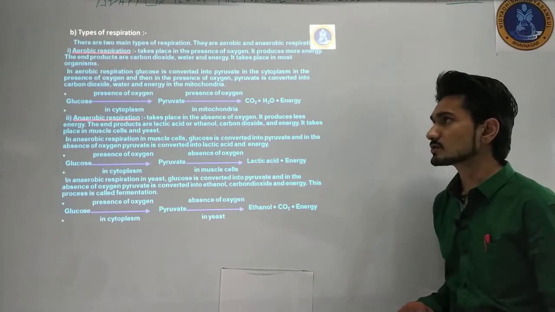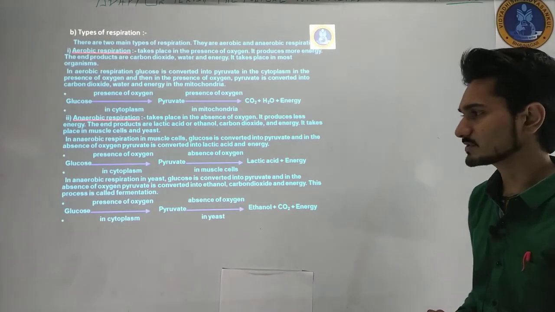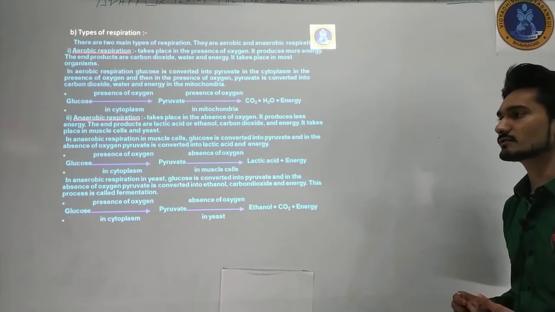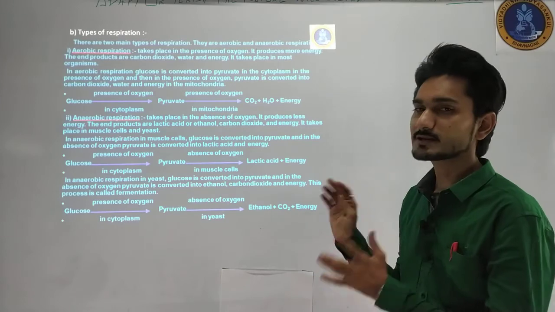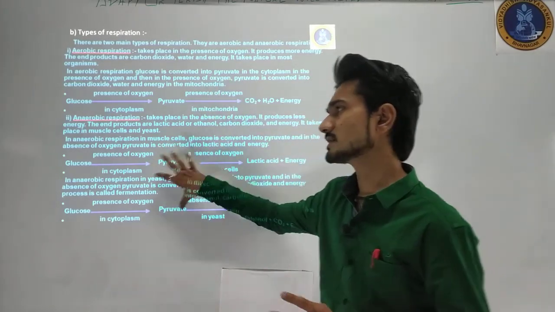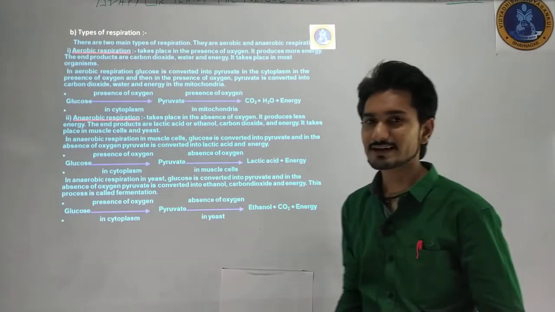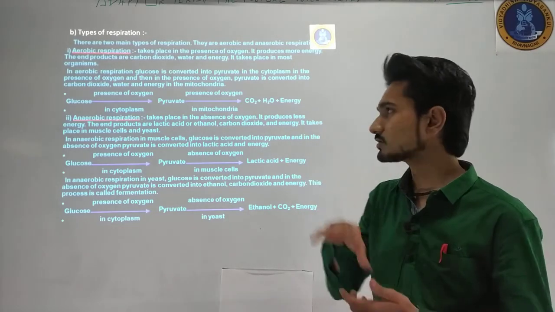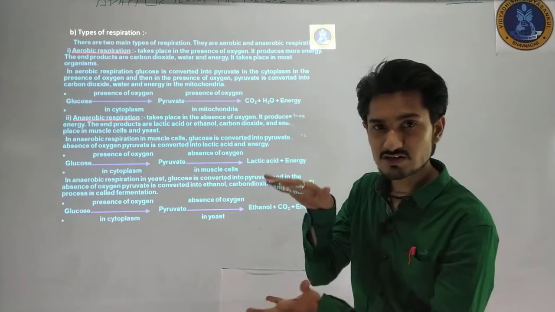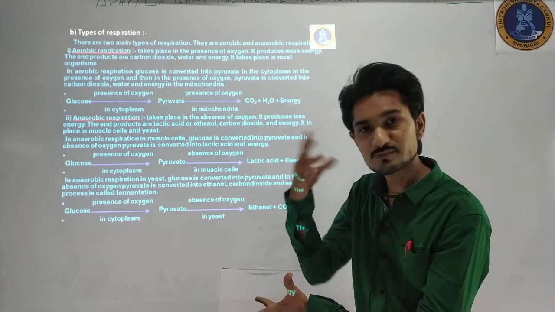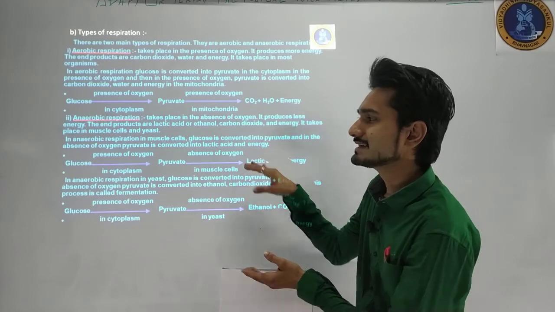Then these are the types of respiration. I have already explained all the types of respiration, but we are still looking at them. There are generally two types of respiration: aerobic respiration and anaerobic respiration. Whatever respiration process takes place in the presence of oxygen is called aerobic respiration, and whatever happens in the absence or in the moderate presence of oxygen is called anaerobic respiration.